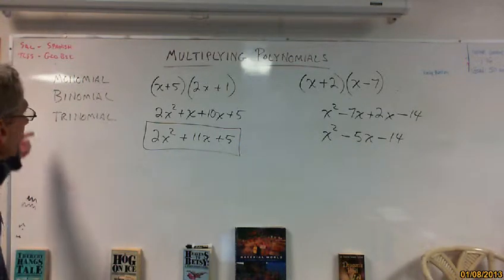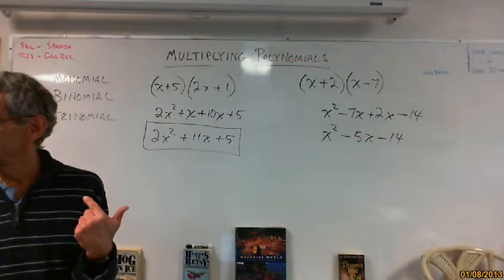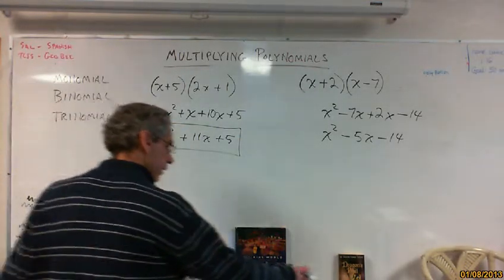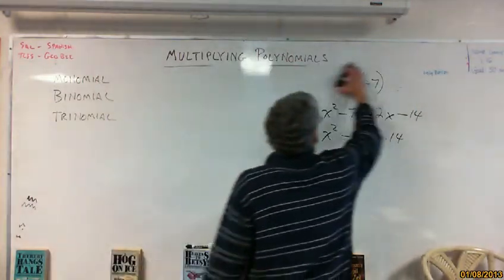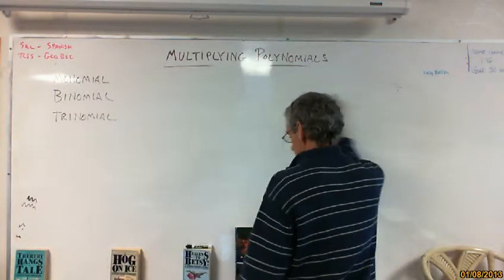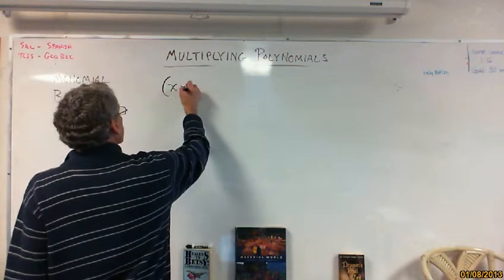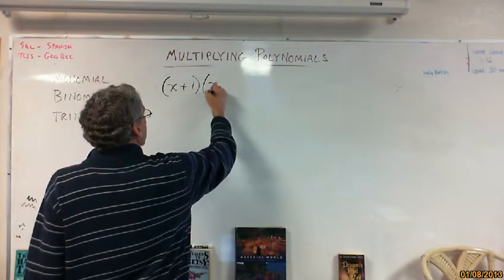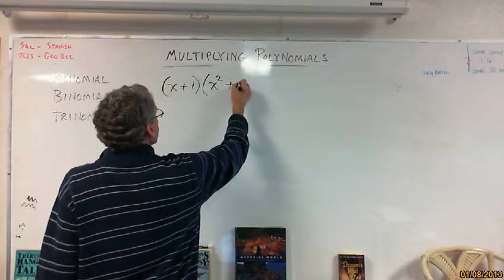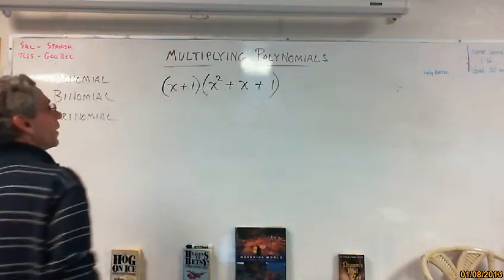If I wanted to do a binomial times a trinomial, would you know how to do it? Probably, yeah. Right. Let's do one. That'll be our last one. I'll do 2 simple ones. So we've got x plus 1 times a trinomial: x squared plus x plus 1. Okay?